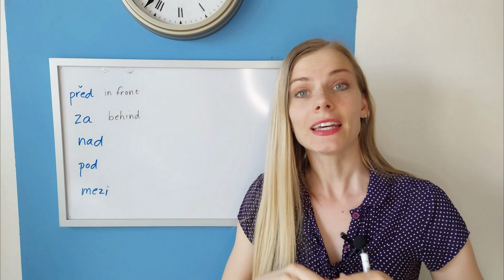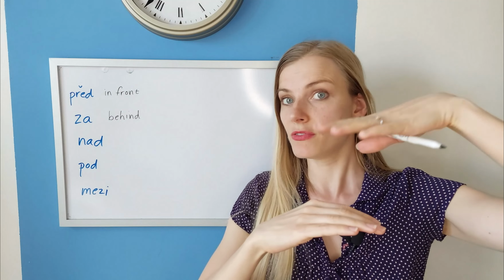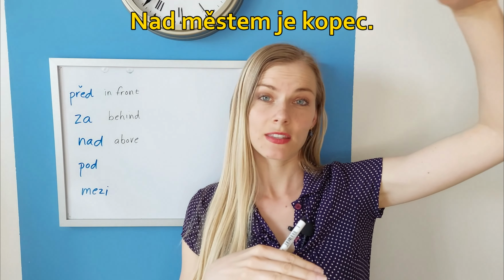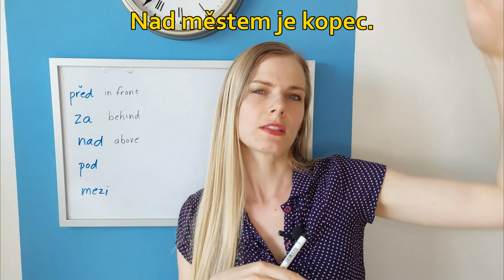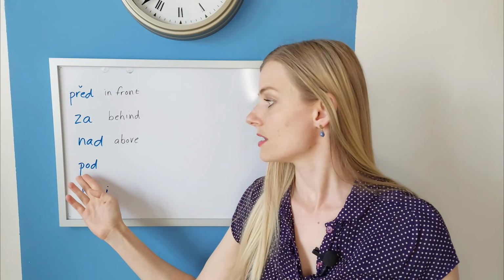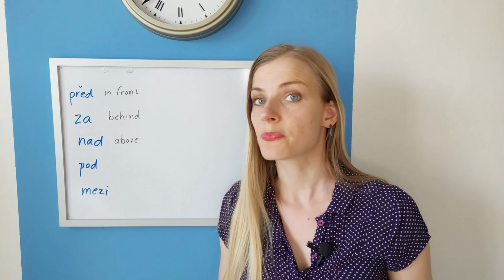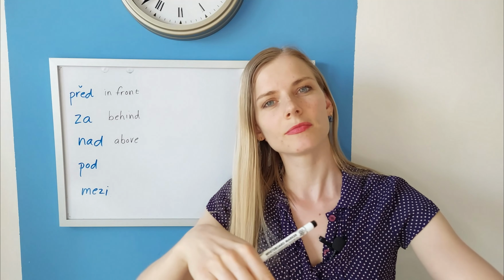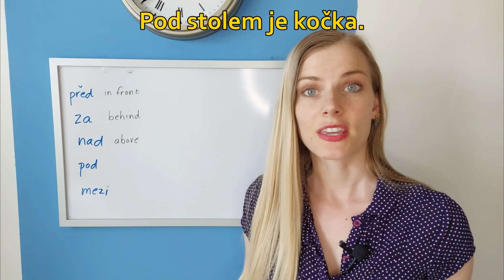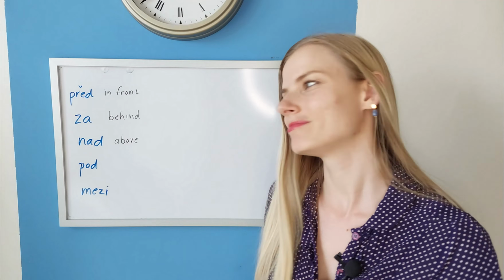Next one is nad, that means above. For example, nad městem je kopec. There is a hill above the town. Next preposition is pod, and that means under. For example, pod stolem je kočka. There is a cat under the table.